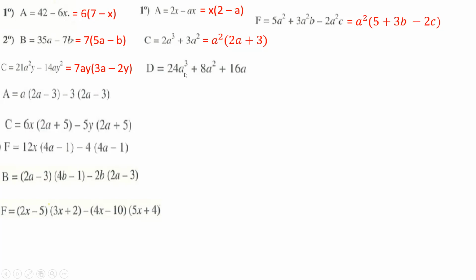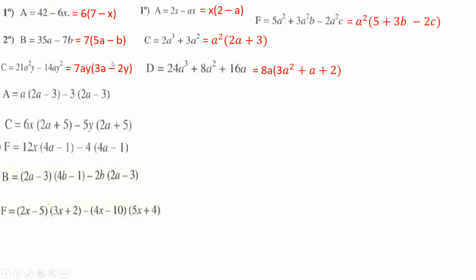The last one here, also we have 3 terms, so we should find a common factor between the 3 terms. Positive, positive, and positive. Of course, positive is common. 24, 8, and 16. We can see that 24, 8, and 16 are divisible by 2, by 4, by 8. So I take the greatest divisor, which is 8. A cubed, a squared, and a, so I take 8a. Also, I divide each term by the common factor, so I get this answer.